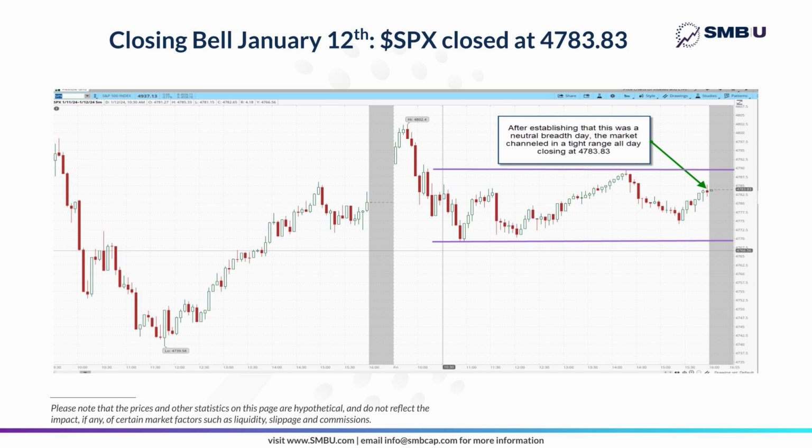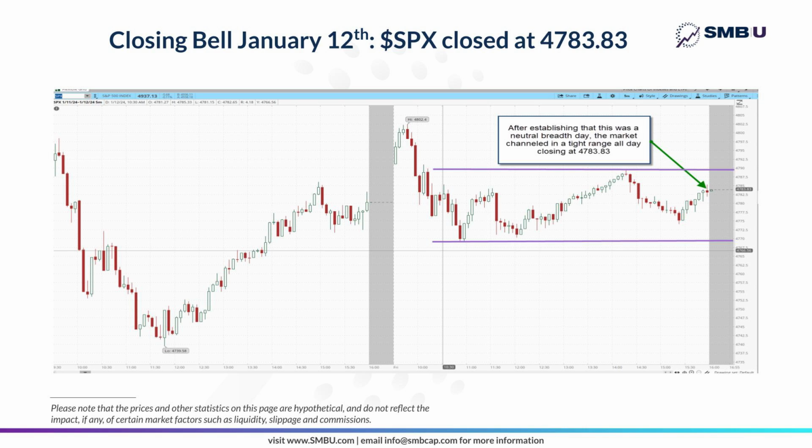Okay, so let's move to the end of that day. And as you can see, the neutral breadth call on that day ended up being accurate. For the rest of the day, the index just channeled in this kind of tight range, closing around 7 points higher than where it was when we opened the iron condor trade, which is nothing for the SPX.